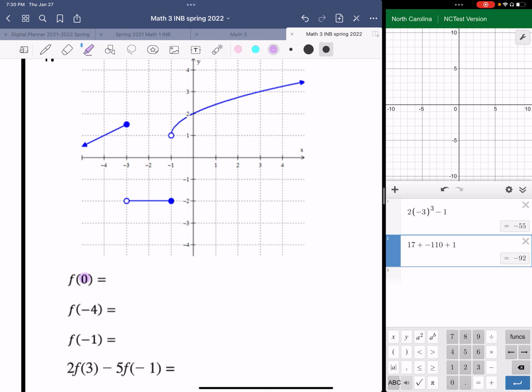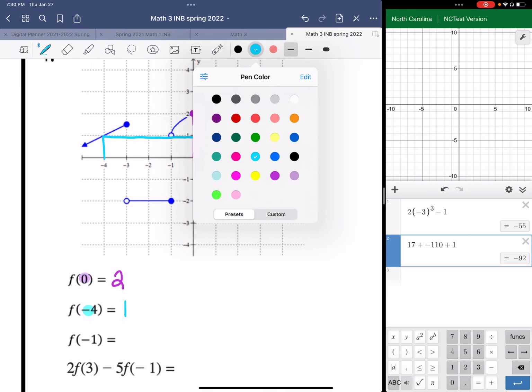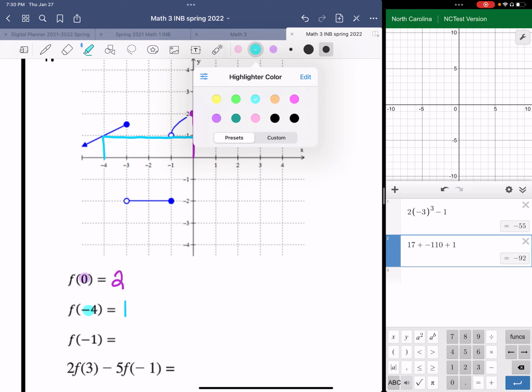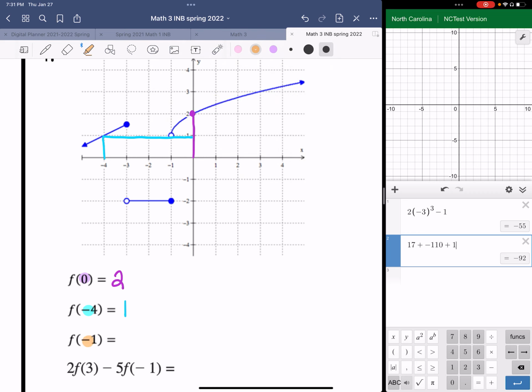All right, so at f of 0, I got that I have an output of 2. And then for f of negative 4, I got an output of positive 1. And then for f of negative 1, if I go up, there's an open circle, but I have to go down to the closed circle, which is going to give me an output of negative 2.